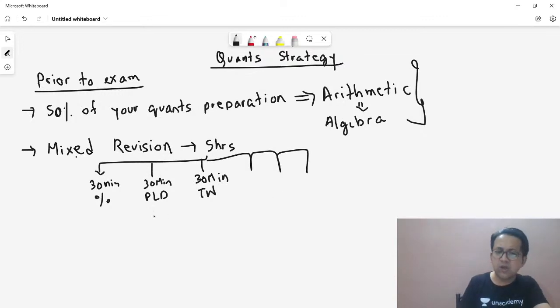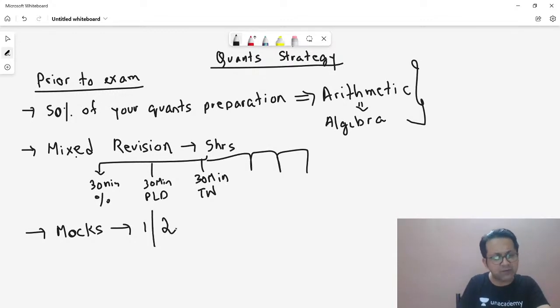What about mocks? How many more mocks should you write? I think at this stage, not more than one mock, or at most 2 mocks. Definitely not more than 2 mocks.